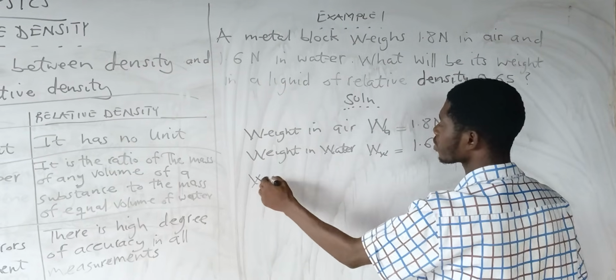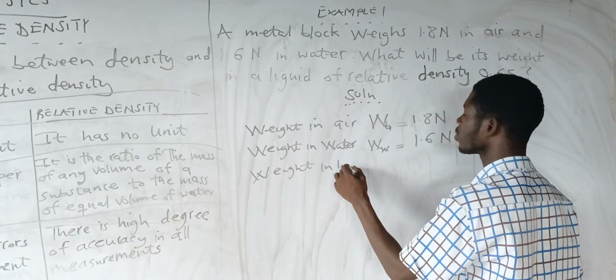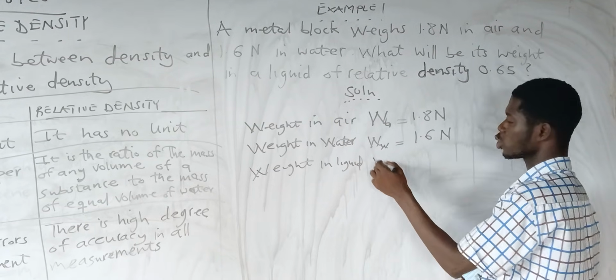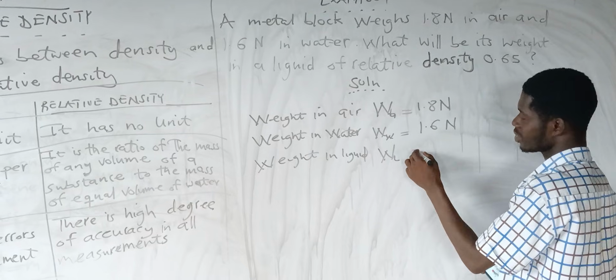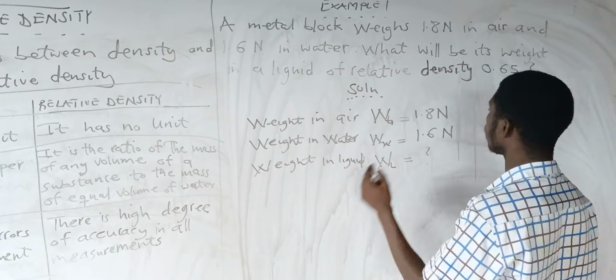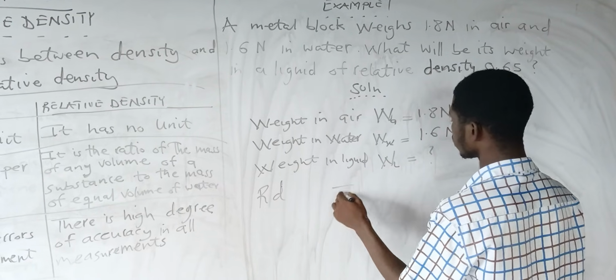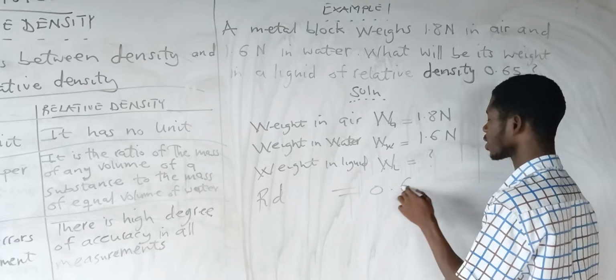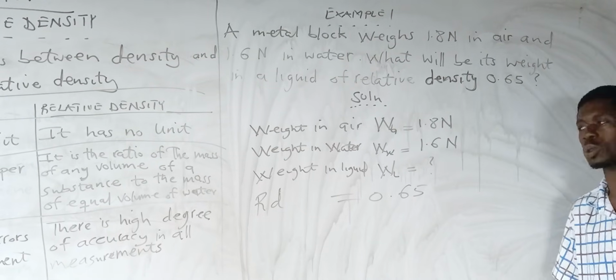So weight in liquid. That's W and liquid is small L. That one you don't know. Of relative density 0.65. So relative density is equal to 0.65.